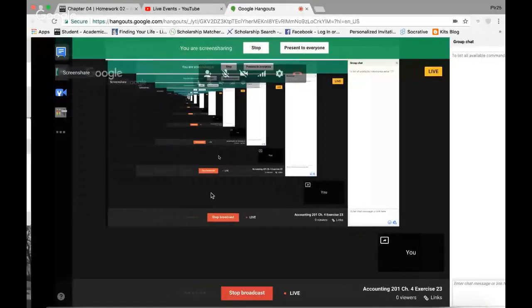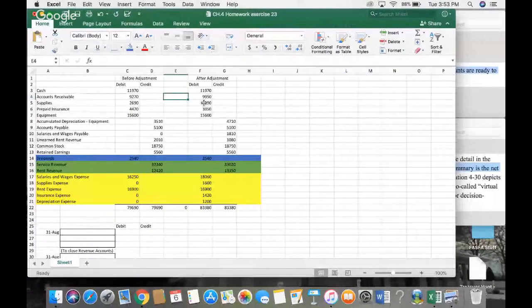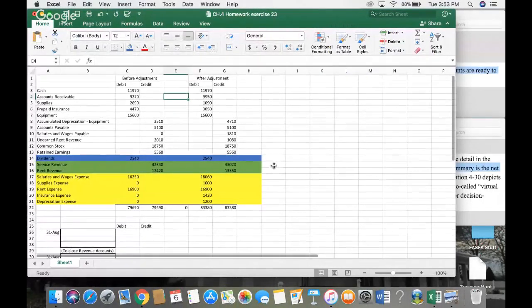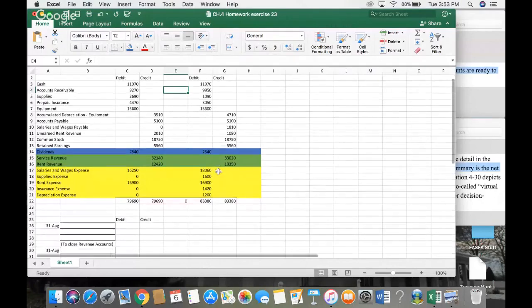This one comes out of chapter 4, and this is exercise 23. I'm gonna share my screen real fast, and we'll get this started. All right, so I have this copied over into an Excel file that I made earlier, but this is the exact question from the homework.